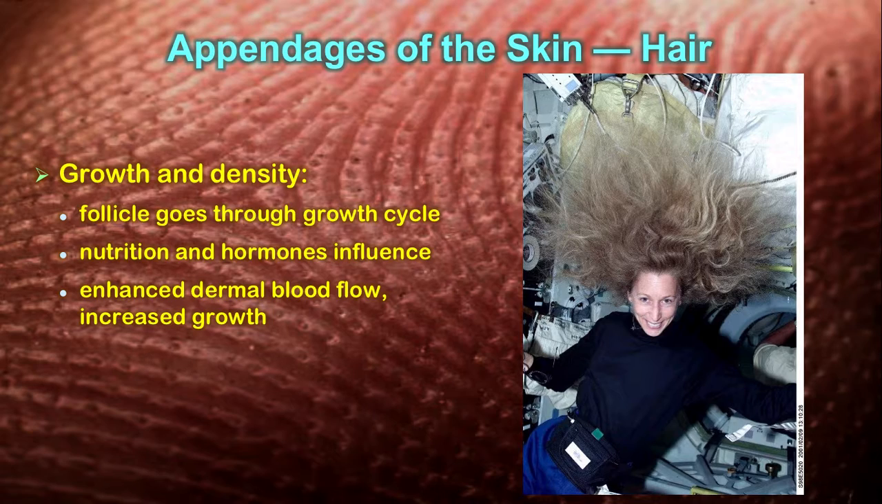Growth and density. Okay, so individual hair follicles, the individual bottom of each hair, go through growth cycles. So they turn on and they will divide, and the hair will grow and grow and grow. And then those cells in the matrix will turn off, and they'll stop dividing, and you've reached your maximum length. Okay. Then that hair will fall out as a new hair begins to grow underneath it.